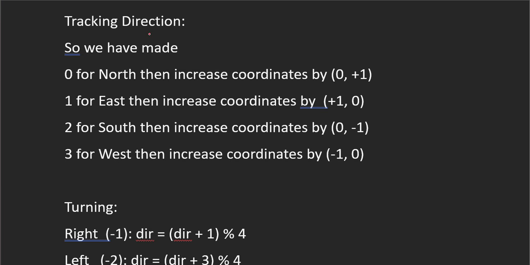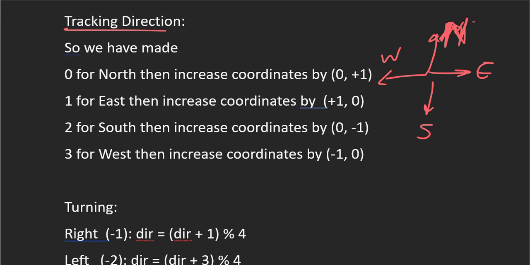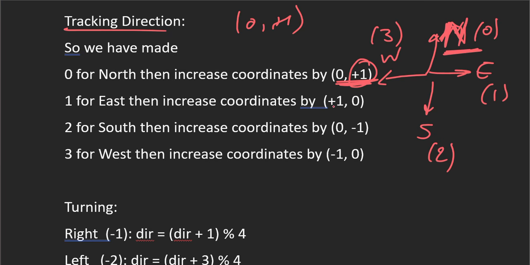Next, we have to track directions, right? So it is given that this is north, this is east, this is south, and this is west. So we assign 0 to north, 1 to east, 2 to south, and 3 to west, right? When we move in the north direction, y will increase by 1, that is 0 comma plus 1. In east it will be plus 1 comma 0, in south it will be 0 comma minus 1, and in west it is minus 1 comma 0.